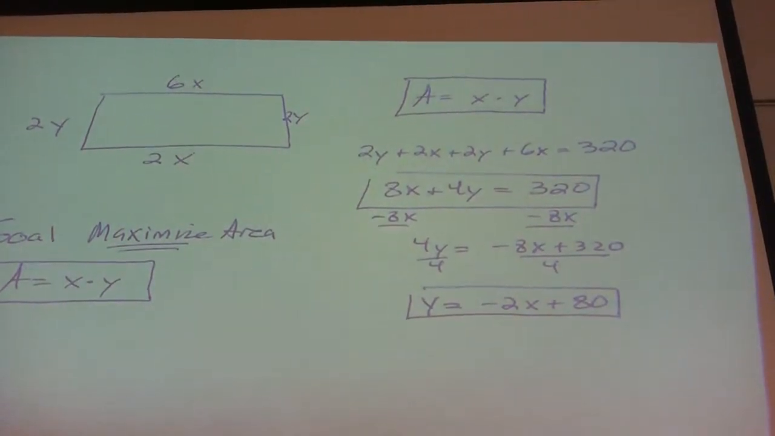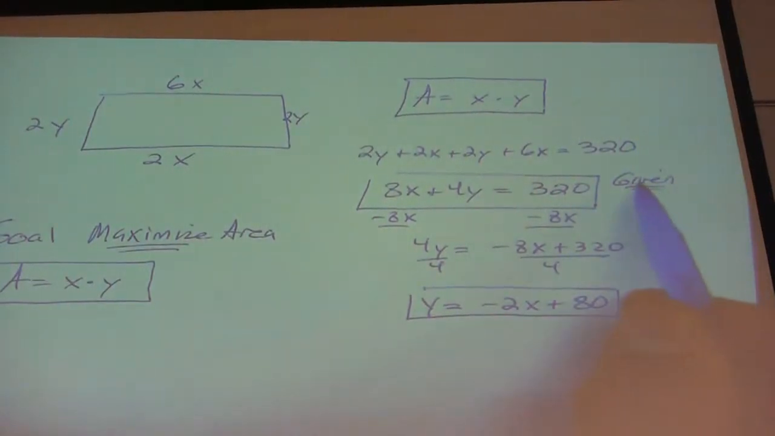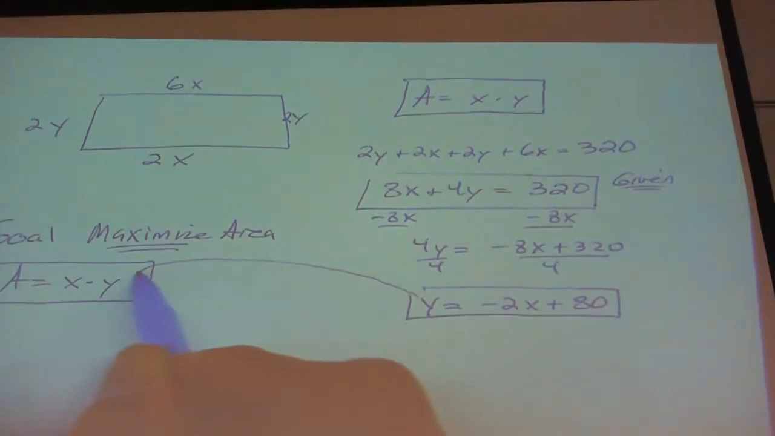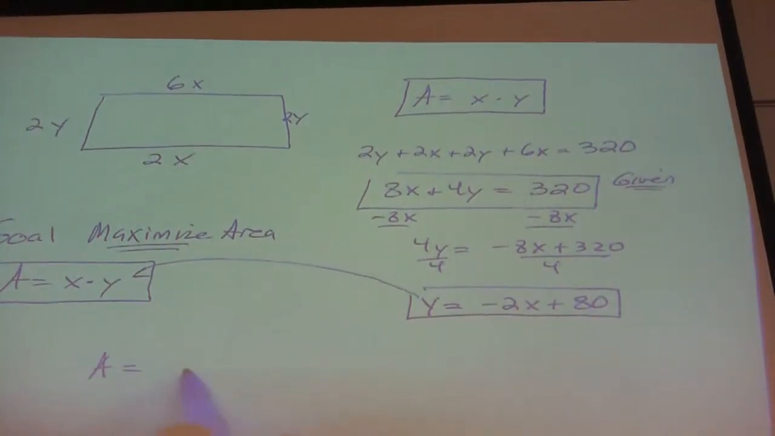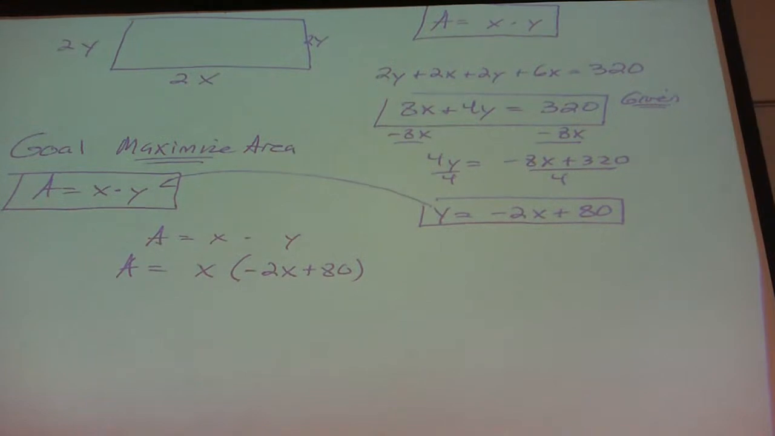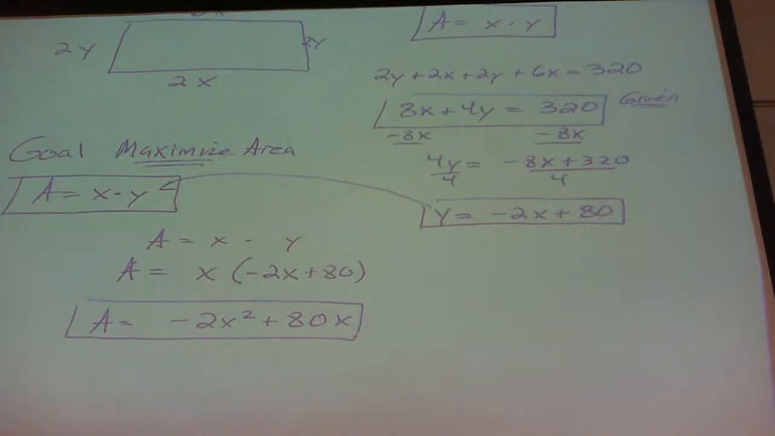So just like last time, we use the given, solve for a variable, and now we're going to take that y and plug in for area. So area will be x times negative 2x plus 80. So area equals x times y. Instead of y, I put in the negative 2x plus 80. Area equals negative 2x squared plus 80x. That is what I'm going to try to maximize.